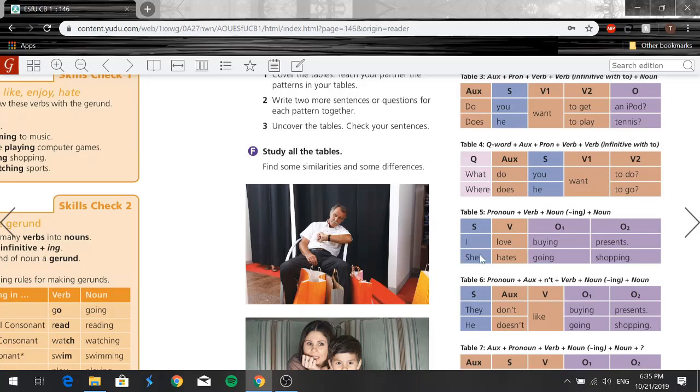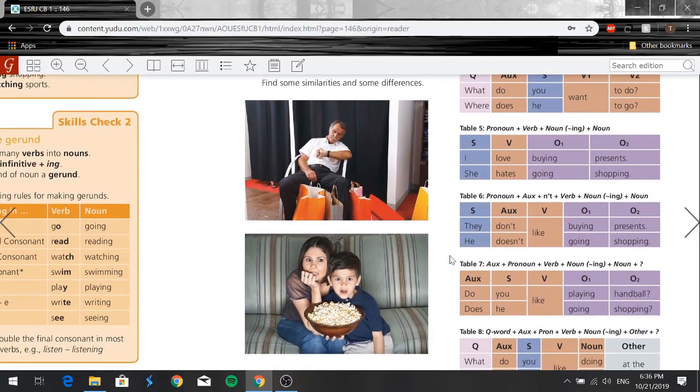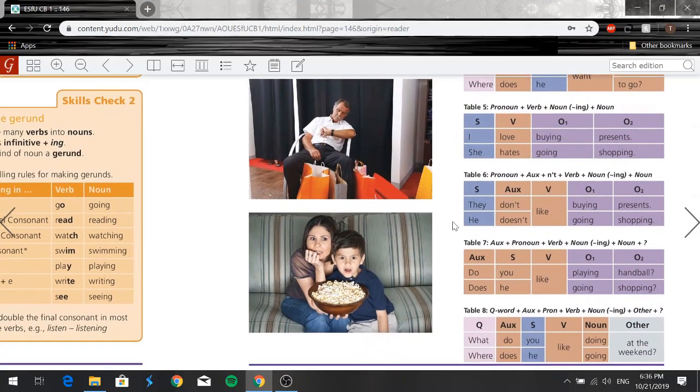Okay, so I love buying presents and she hates going shopping. I could also say I hate selling presents, right? The exact same formula and style. She hates going shopping. She loves going out, right? She loves going shopping, for example. She loves going swimming.